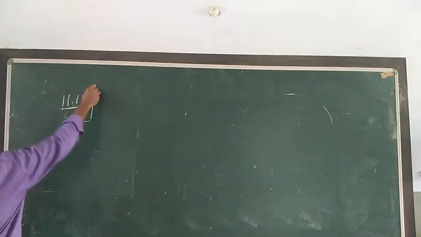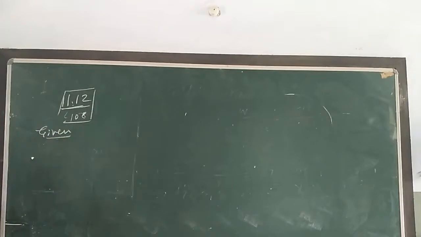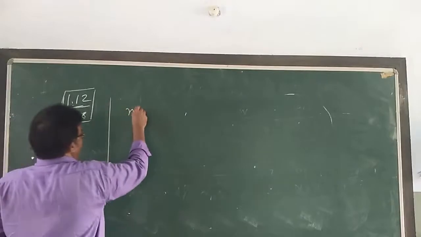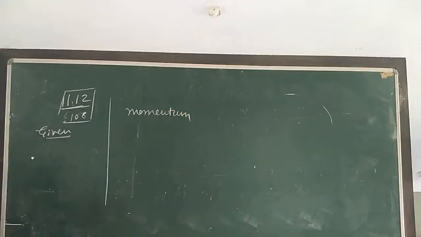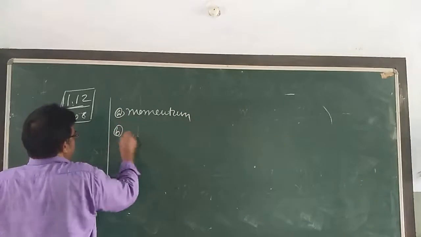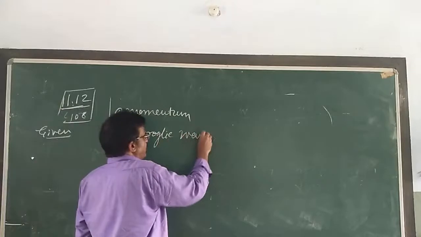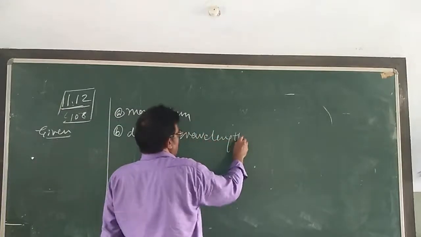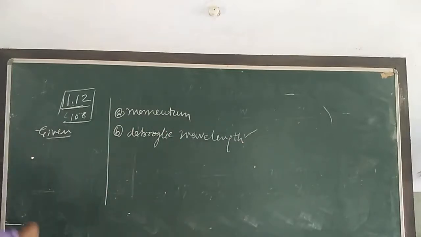Write the question. What are the things given here? Here we have to calculate the momentum. First you are going to find out the momentum. Calculate the momentum and de Broglie wavelength. Second one is de Broglie wavelength. Okay? So see this. Potential difference given to you is only 56 volt.